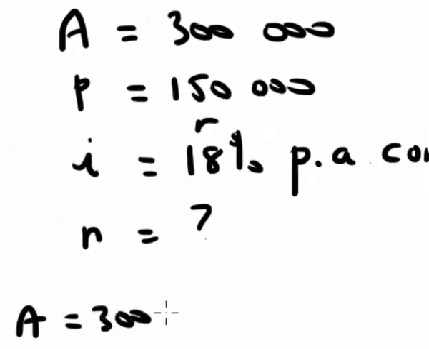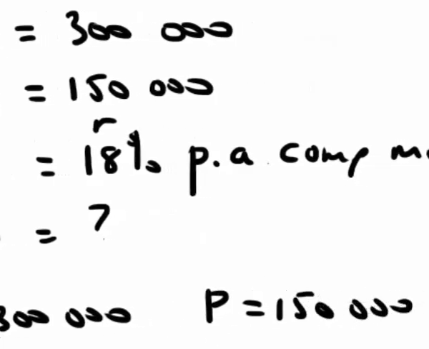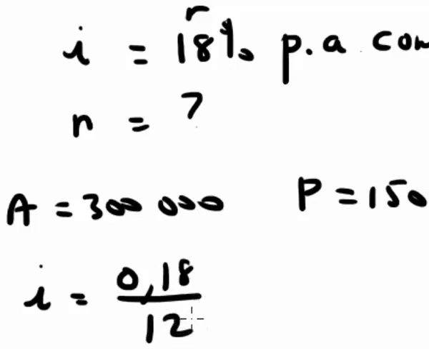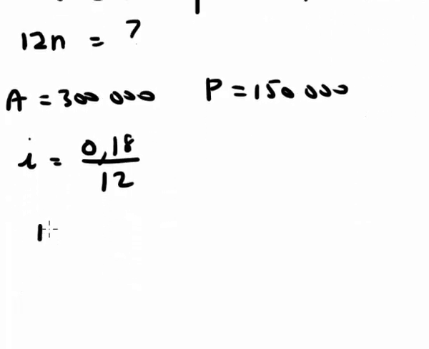We've got A as 300,000, no problem. The starting amount was 150,000. Now the interest rate is compounded monthly, so it's 0.18 divided by 12. Remember that when you're dividing by 12, you're compounding monthly, so you divide the interest rate by 12. Now, the n, I'm going to multiply and go into months here. Okay, so n, if I multiply by 12, I'm going to get some months here. So if I apply this in the formula, I can say the number of months would be 12n.